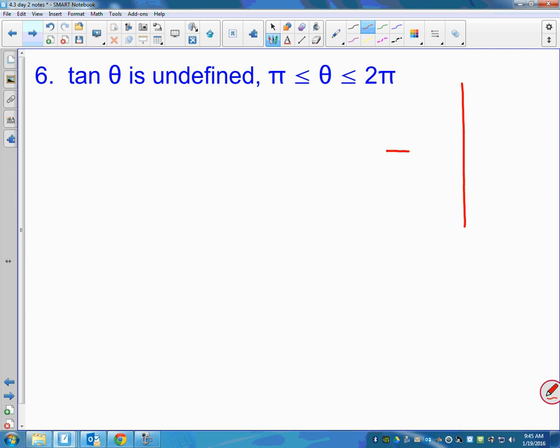So, step 1, if theta is in between pi and 2 pi, what two quadrants are it? This is pi, this is 2 pi. So I'm in 3 and 4, right? I was agreeing, I was just drawing a picture. Pi to 2 pi, which means I'm somewhere in here.